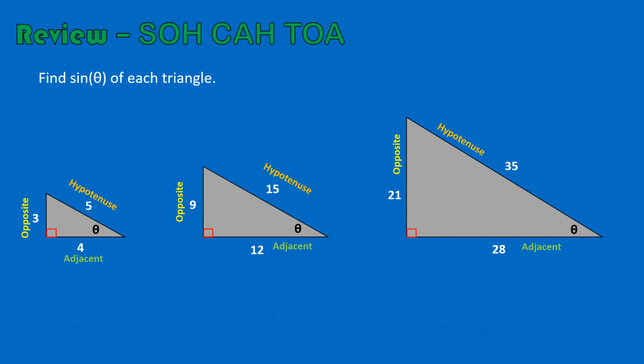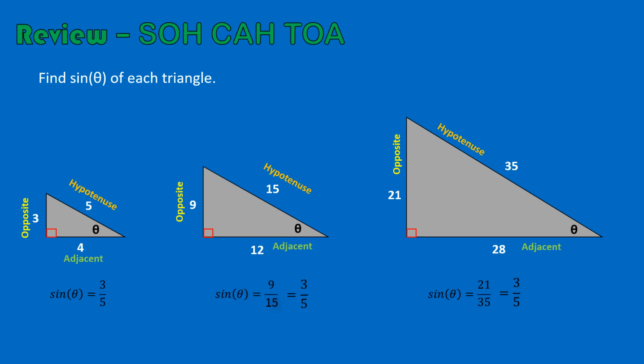So I write all my ratios and I find sine theta is 3/5, 9/12, and 21 over 35. But make sure we reduce and simplify those fractions, and we find that all the sine ratios are 3/5. This is because these triangles are similar.